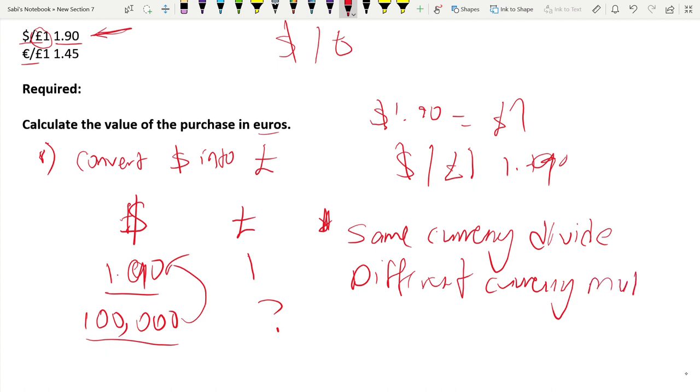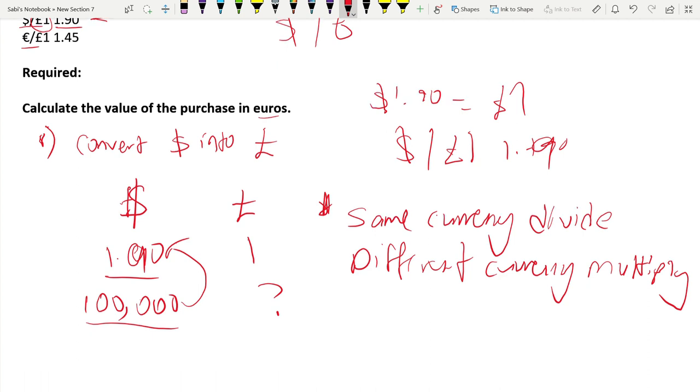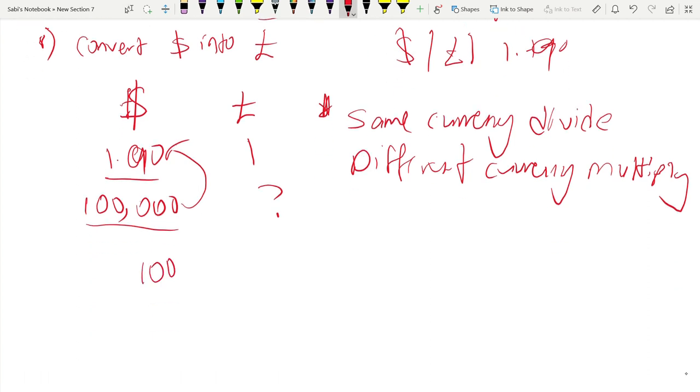Different currency, multiply. So it will be 100,000 divided by 1.9, which will give you the pounds. In short, if £1 is equal to $1.9, how many pounds do you need to have $100? That is the meaning of this. So convert it and tell me.